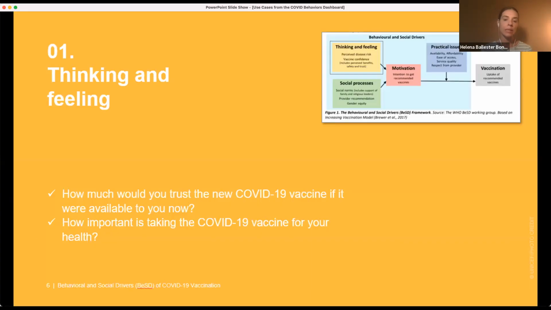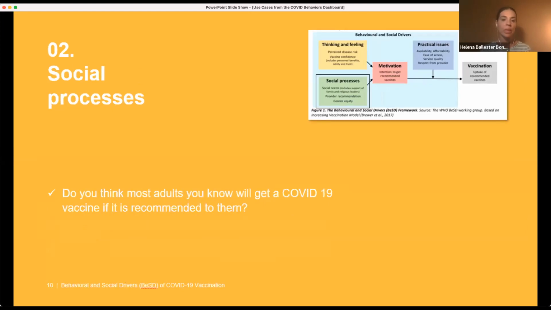The main domains that we are observing, or areas that we are working with, is the thinking and feeling, mainly with the two questions you see there, so around trust in the new COVID-19 vaccine and also how important it is for people to get the vaccine itself. The other domain is social processes, mainly assessing whether there is a prevalent positive social norm amongst the respondents or not.